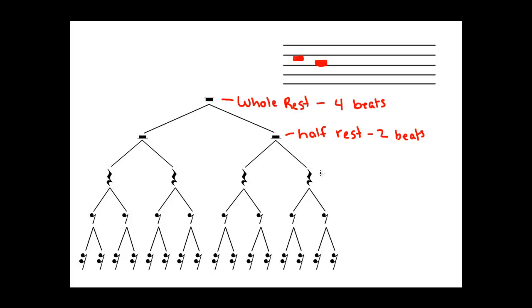Okay. Our next rest is called the quarter rest. In a measure of 4/4 time, a quarter rest will receive 1 beat. You write a quarter rest on a staff like this.